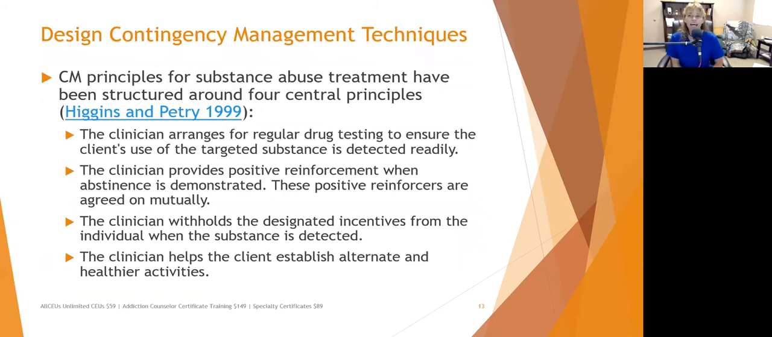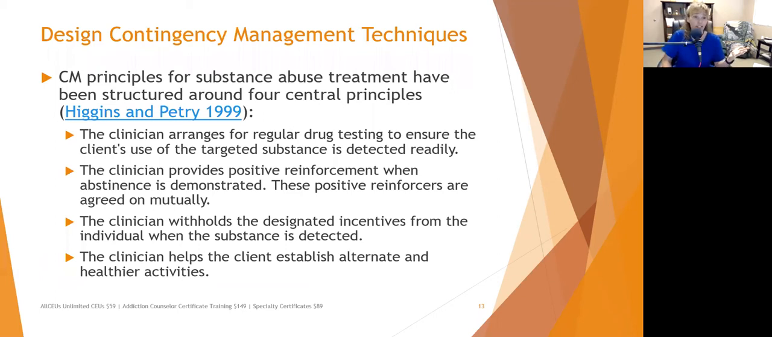We need to design contingency management techniques, and these work really well, but they're really hard to design super well. So you need to pick and choose. Contingency management principles for substance abuse treatment have been structured around 4 central principles. The clinician arranges for regular drug testing to ensure the client's use of the targeted substance is detected. The clinician provides positive reinforcement when abstinence is demonstrated. The clinician withholds the designated incentives when the substance is detected. And the clinician helps the client establish alternate, healthier activities.